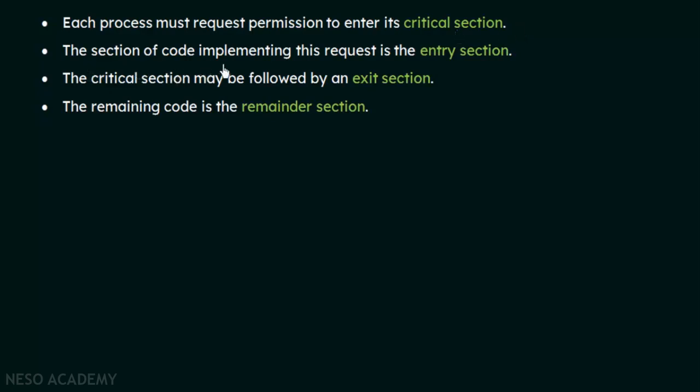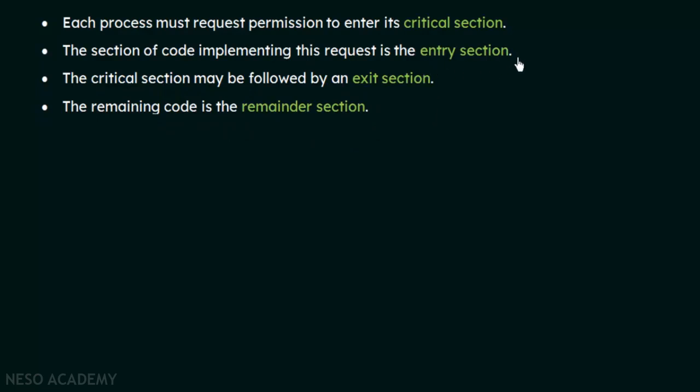Then the section of code implementing this request is the entry section. So the section of code that will implement the request of the process to enter its critical section is known as the entry section of the code. And then the critical section may be followed by an exit section. So after the critical section is complete, it will be followed by an exit section. And the remaining code is the remainder section. So our code is basically divided into these 4 parts.